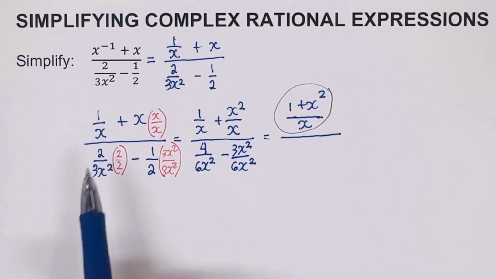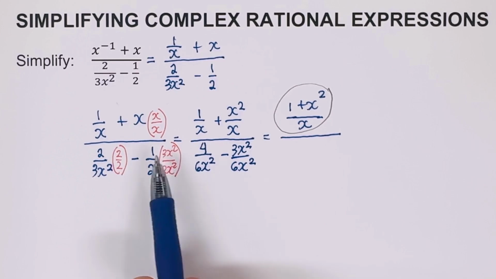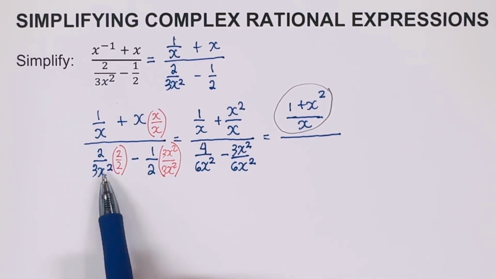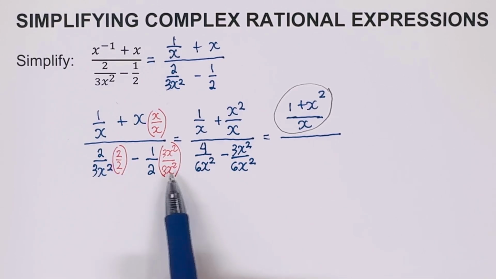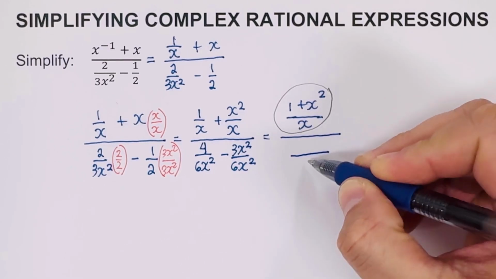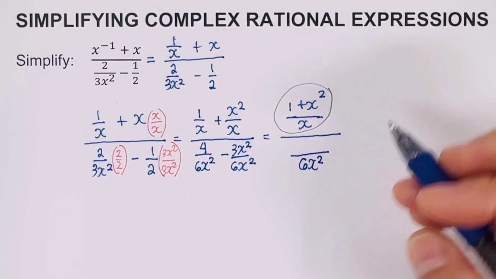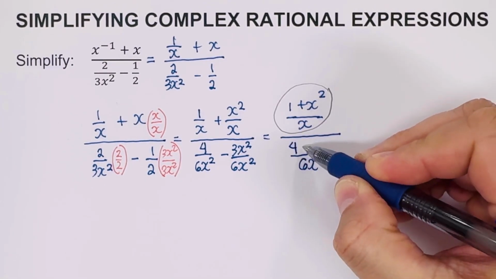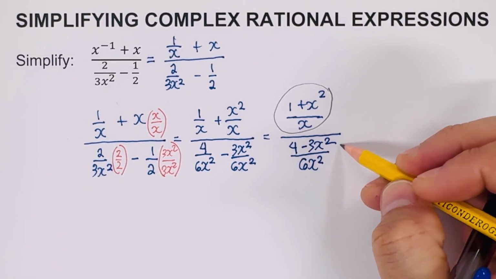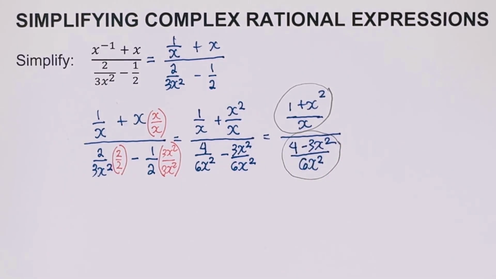So what I did here was 2 times 2 is 4. 1 times 3x squared is 3x squared, and that's a minus. 3x squared times 2 is 6x squared, which is the same thing as this. So they already have the same denominator. So I can go ahead and write 6x squared as their common denominator, and then write 4 minus 3x squared. So this is the simplified version of the denominator.